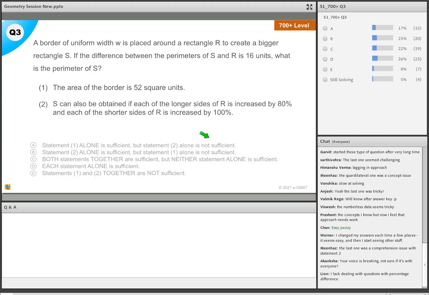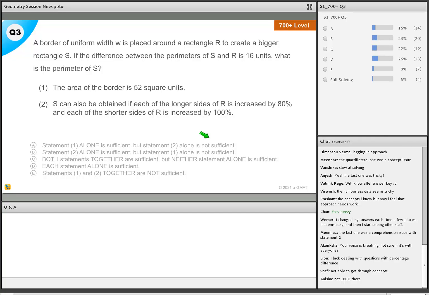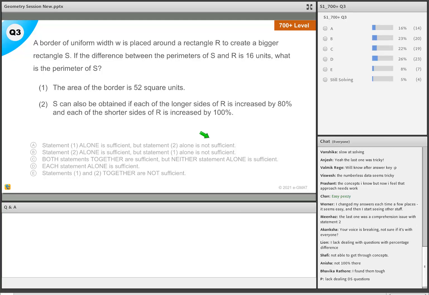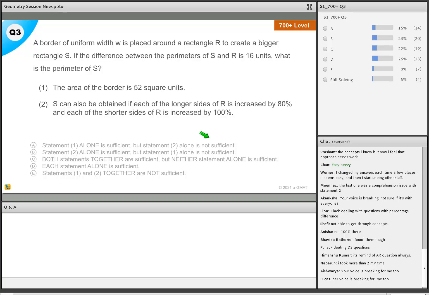Oh, Jan says easy peasy. Just look at the variety. I like dealing with questions with percentage difference. So, Lion, you already have a place where you need to work, right? It's good that you've identified it. Shafi is not able to get through concepts. Okay, you're all reading each other's responses. You see how the majority is not very comfortable. You lack in one or the other things in the process and the application, in DS questions specifically, or quadrilaterals, whatever. Somebody took more time.